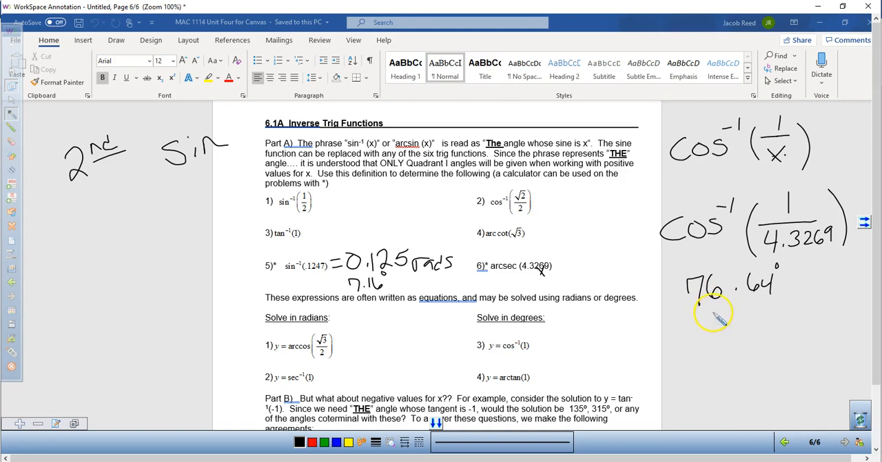And in radians, I have 1.34 radians. That's number 6. Okay.